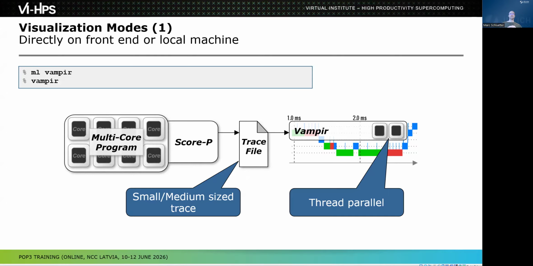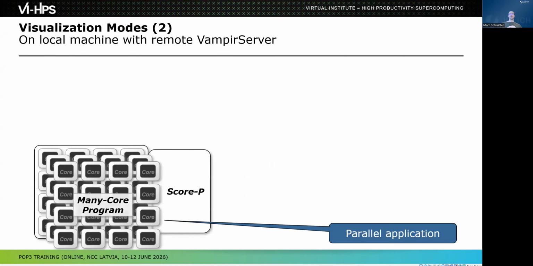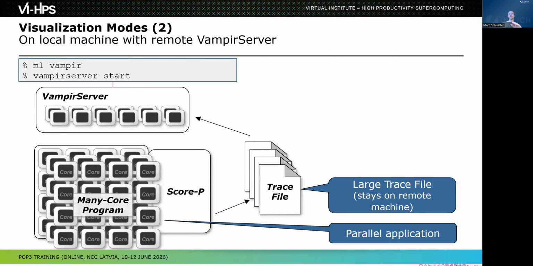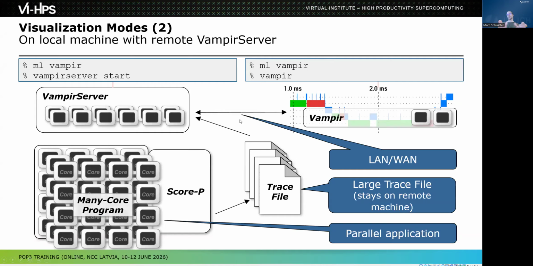But if you have very large traces, you're looking more at a constellation where you want to run a Vampire server, which itself is a multi-process program, which then reads in the very large trace file and supplies you with a connection to the Vampire client. So you have a similar concept to what we are using with Cube, connecting to very large files on a system via a local client to a larger server.